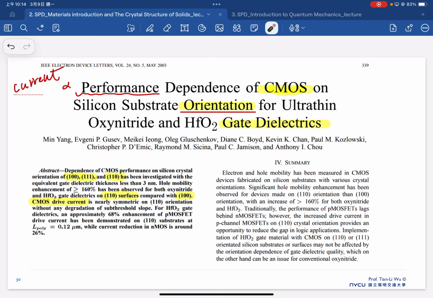So the CMOS driving current is nearly symmetric on this particular orientation. And also in the end, because this paper is talking about the CMOS, they also show that this is a PMOSFET on 110 under this particular surface. So anyhow, of course, probably right now in your mind, it doesn't really quickly correlate the surface, which is 111, which is 100, which is 110. But anyhow, this gives you a sense. It just means a certain plane considered as a Miller index.